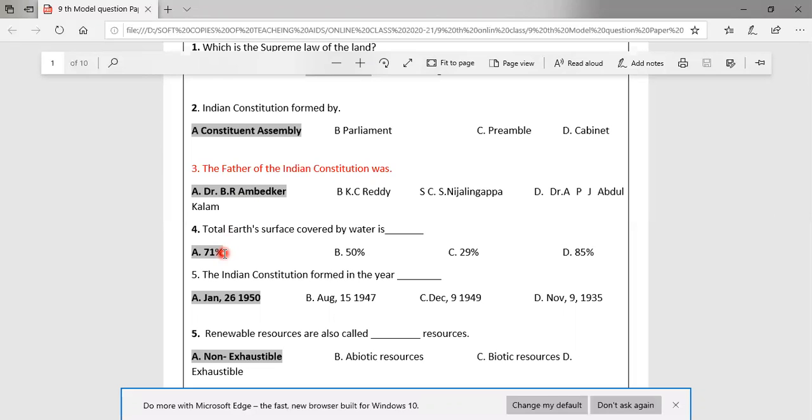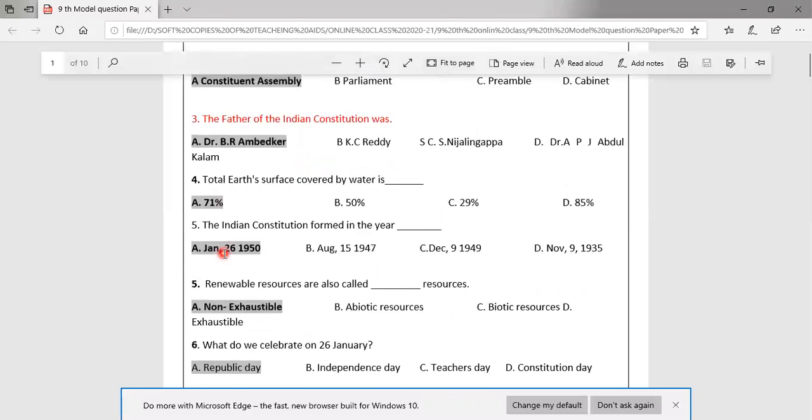Fifth question is, the Indian Constitution was formed in the year dash. Option A, January 26, 1950. Option B, August 15, 1947. Option C, December 9, 1949. Option D, November 9, 1935. Option A, January 26, 1950 is the right answer.